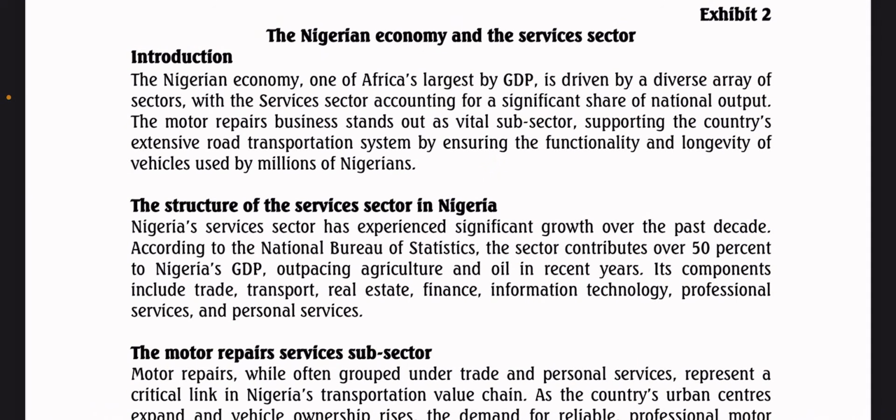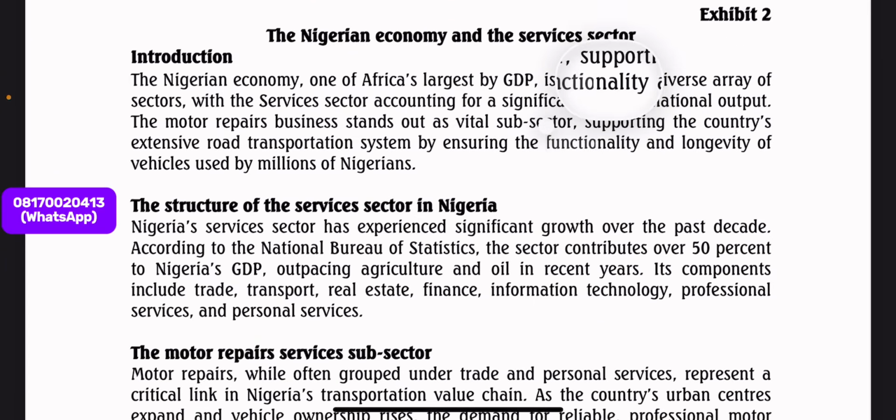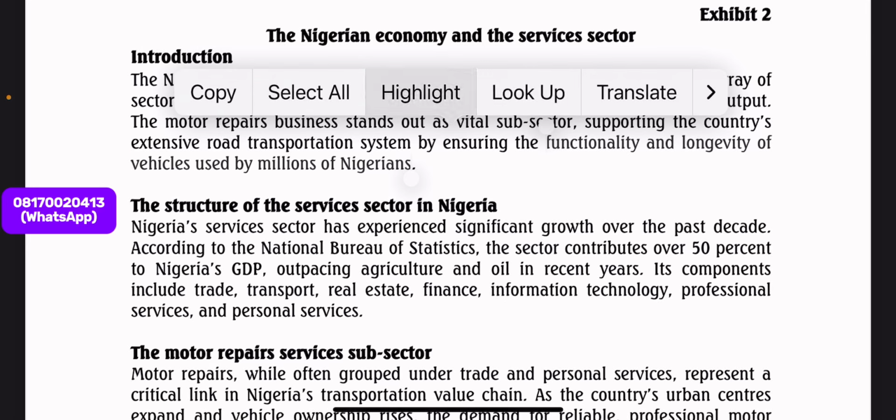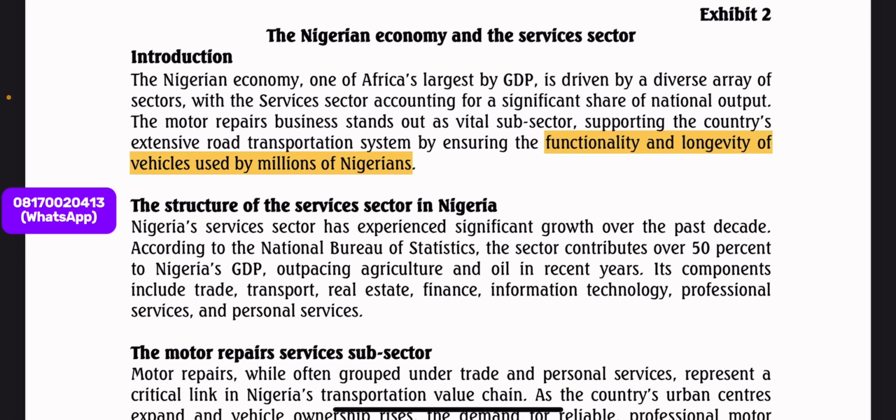Then this exhibit 2 tells us information about the Nigeria economy and how it is one of the largest in Africa in terms of GDP, and how motor vehicle repairs are very, very important, because they support the country's transportation system. They do a lot of things by ensuring functionality and longevity. So what I'm trying to say is that the motor repairs business is very crucial to the success of the Nigerian economy. It's not just one sidelined sector. You understand? It's very important.